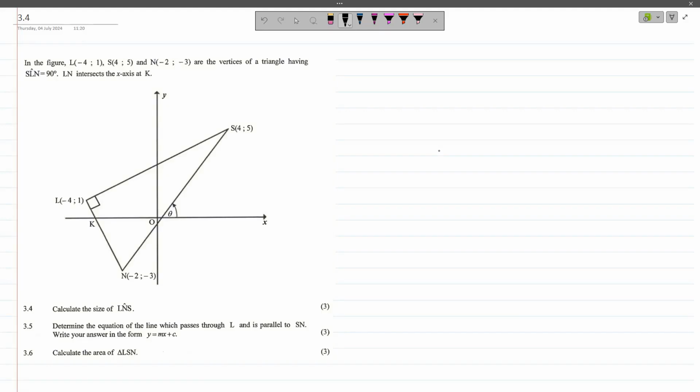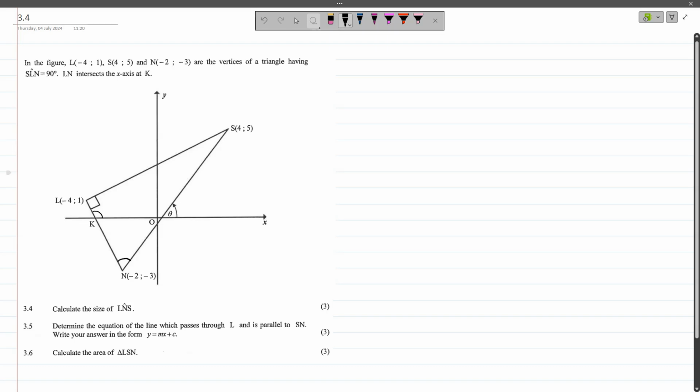3.4 says calculate the size of LNS. Now to calculate the size of LNS, which is this angle over here, we first need to know a couple of things. We need to know the size of LKO. So LKO would be this angle over here.